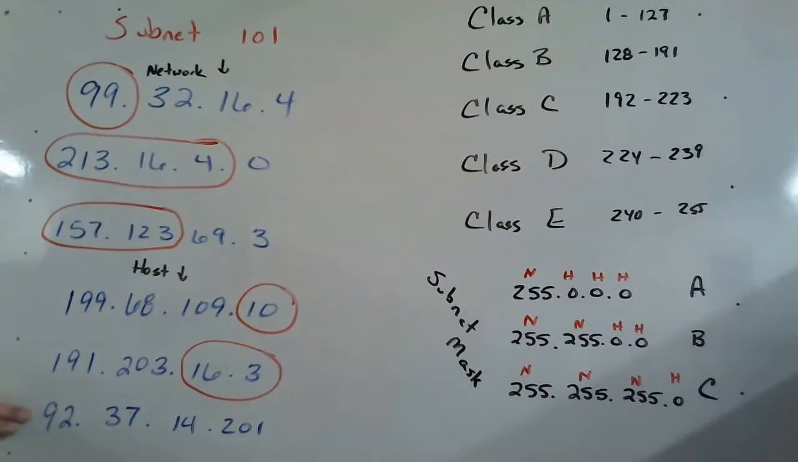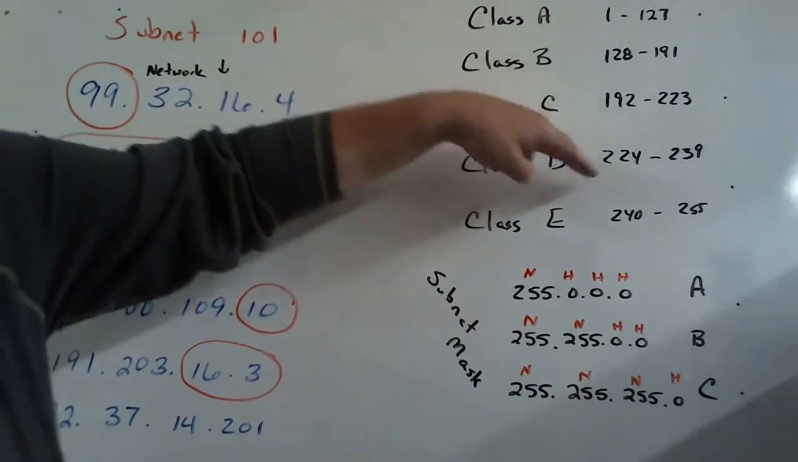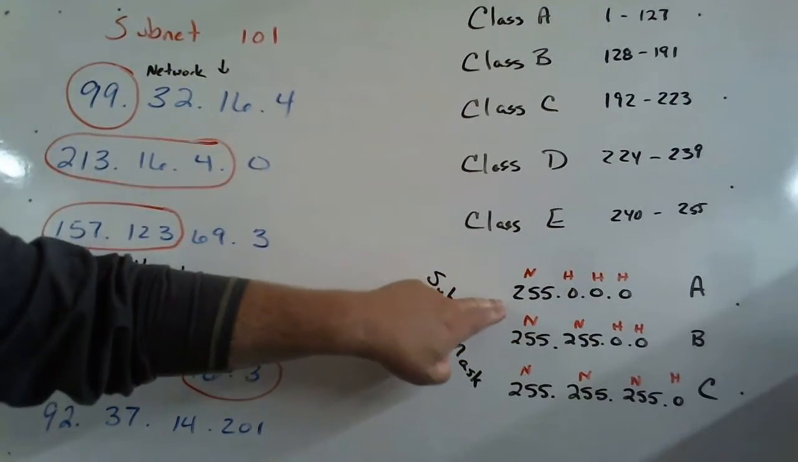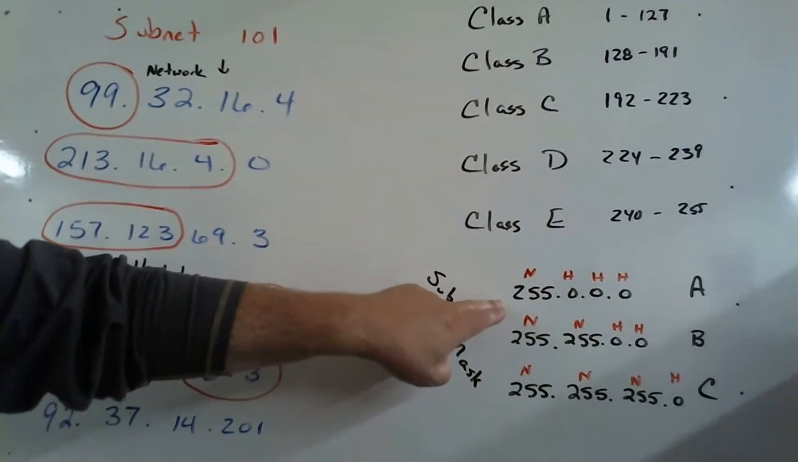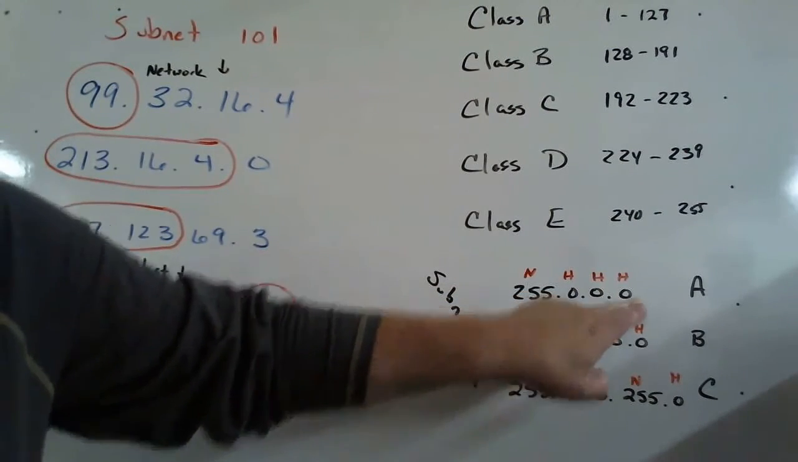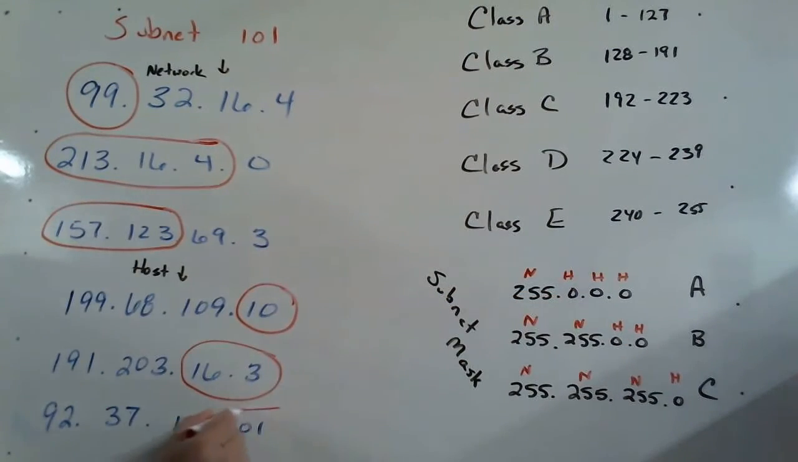Last but not least, we start with 92. 92 happens to be a class A. We come down to a class A subnet mask. Which ones are hosts? And it's the last three. So I am going to circle the 37.14.201.